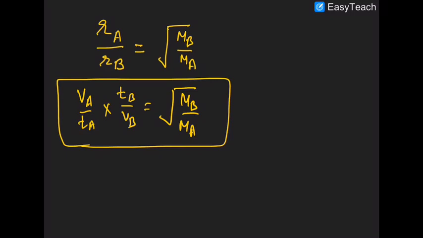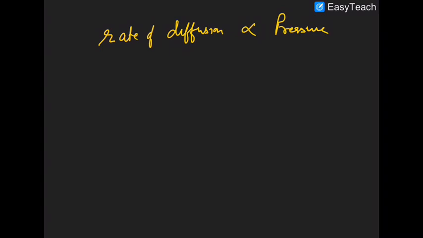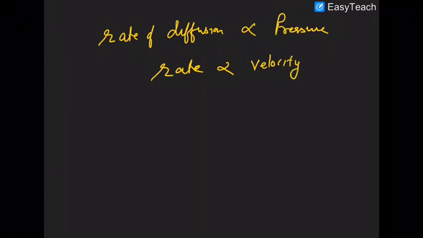If both the gases are coming from different regions of pressure, then the rate of diffusion is proportional to the pressure. Rate of diffusion is proportional to the velocity of the molecule. Rate of diffusion is proportional to temperature.